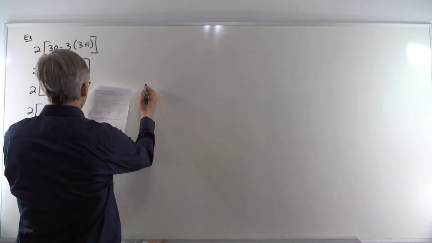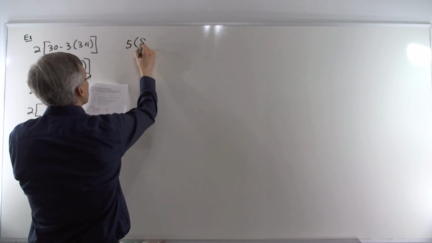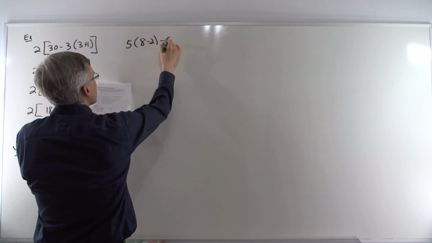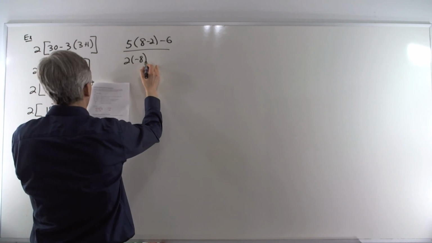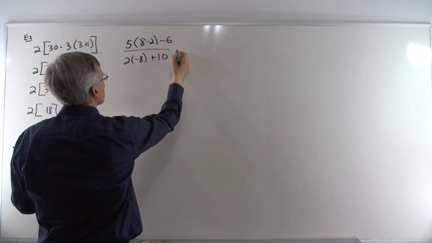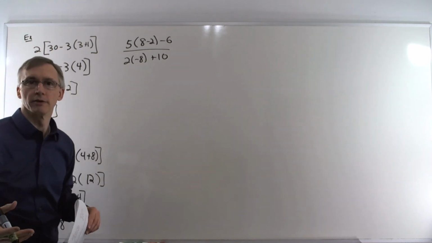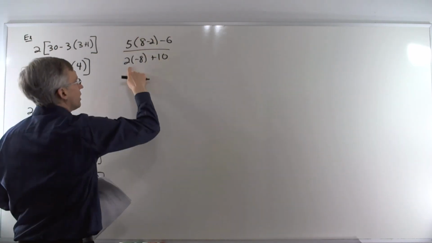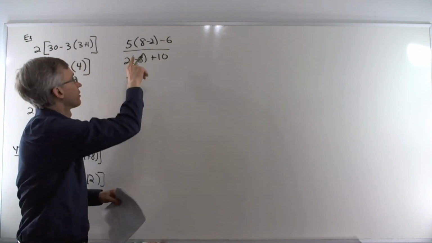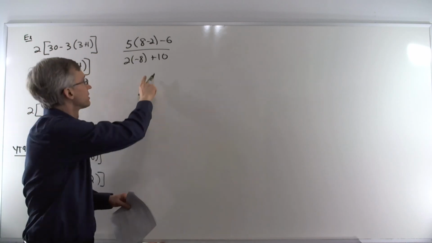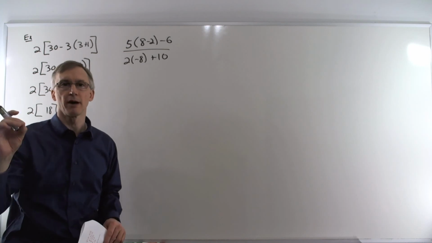The next type of expressions involve fraction bars. The fraction bar is a grouping symbol, so that means we can work on the top and the bottom independently. And the goal with an expression like this is to simplify the numerator down to a single number and then simplify the denominator down to a single number. Once we have single numbers on top and the bottom, then we can divide.